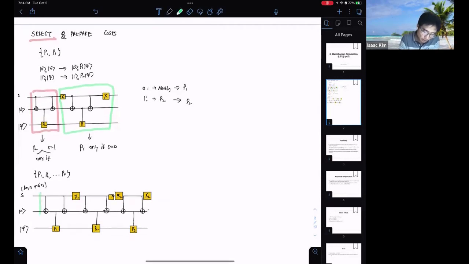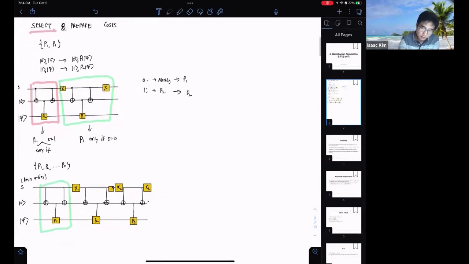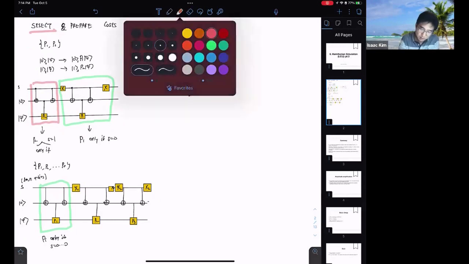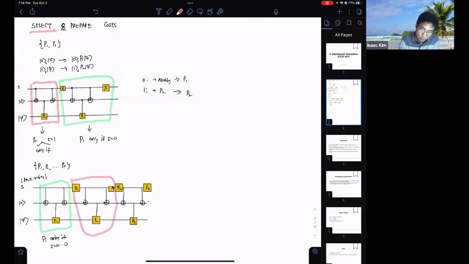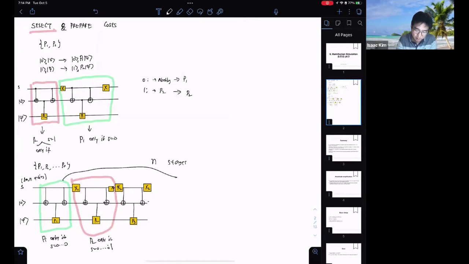And different stages will be broken down so that this will be the case where you apply P1 only if S is all zero state. And this will be the part where you apply P2 only if S is all zero except the very last thing is one state, and et cetera, and et cetera. So in total, all of these operations can be broken down into a total of n stages. And each different stage looks very similar to each other.